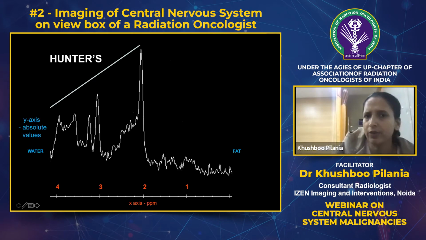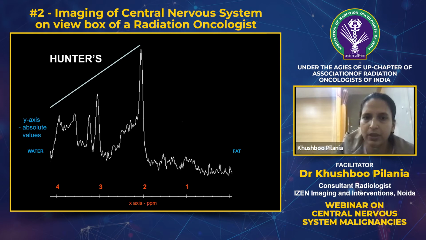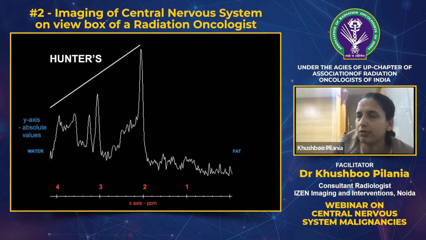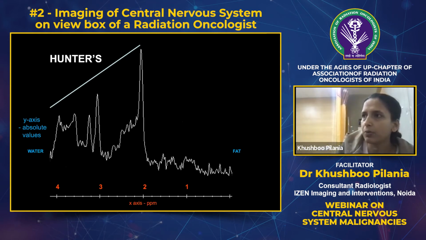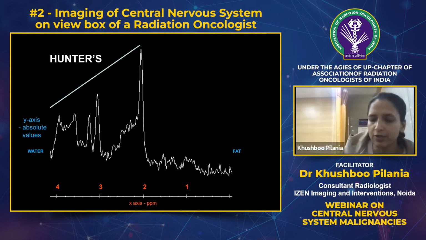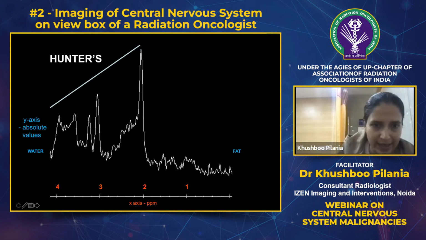Just a simple overview of what we mean by MR spectroscopy. There are three important metabolites. With MR spectroscopy, apart from seeing how the lesion is, we try to see what the various metabolites within the lesion are. There are certain metabolites which are markers of aggressiveness of a tumor, and certain metabolites which are markers of the tumor being of a particular nature. The three most important ones you should be conversant with are choline, creatine, and NAA.